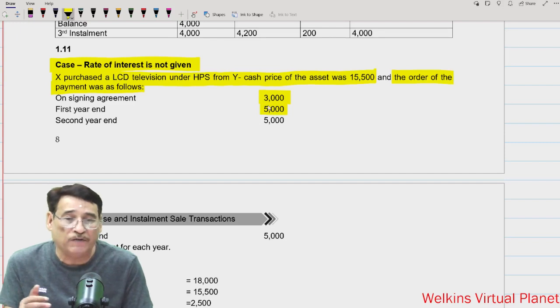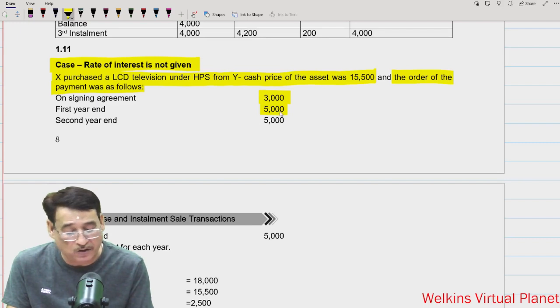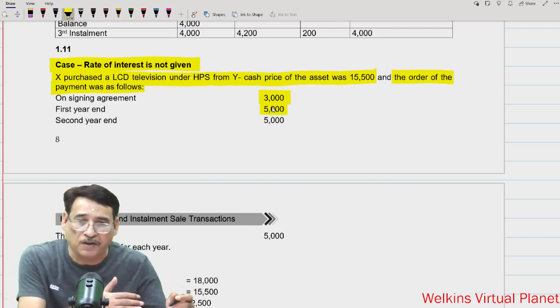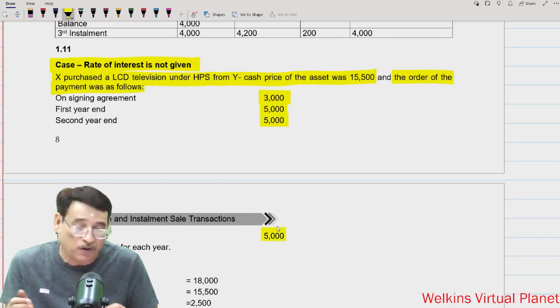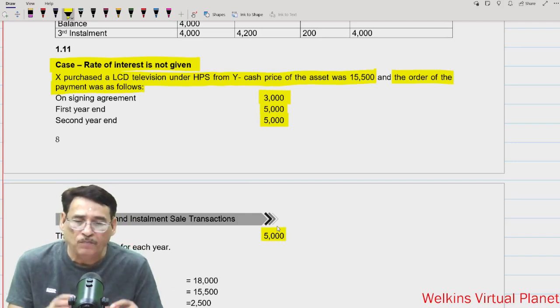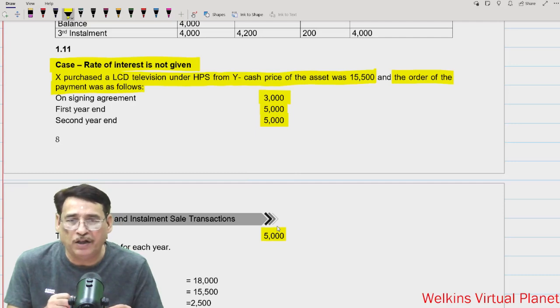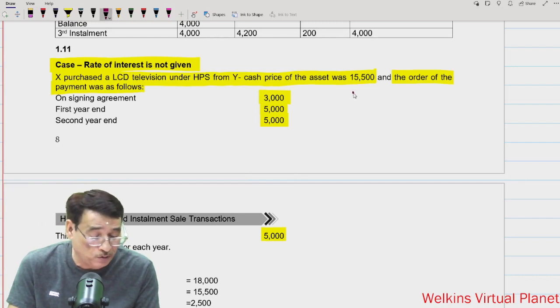At first year end, we are paying 5,000. Could you tell me whether this 5,000 is a pure installment or a gross installment? This is a gross installment because this time it is not written that installment plus interest. This is also a gross installment and this is also a gross installment. So this time the rate of interest is not given. When the rate of interest is not given to you, what are you going to do? First of all, you always write the cash price.